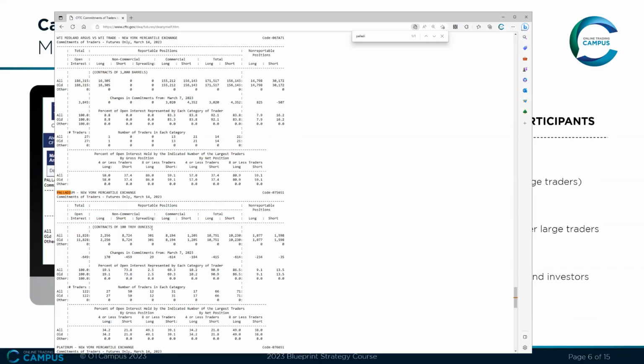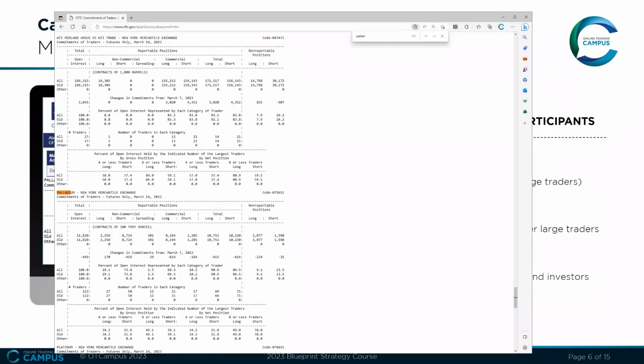And then it's listed by either a long position or a short position for the non-commercials. For the commercials, again, either a long or a short, and for the non-reportables as well, either a long or a short, and that's all based on contracts. And that's as of March 14th, 2023.